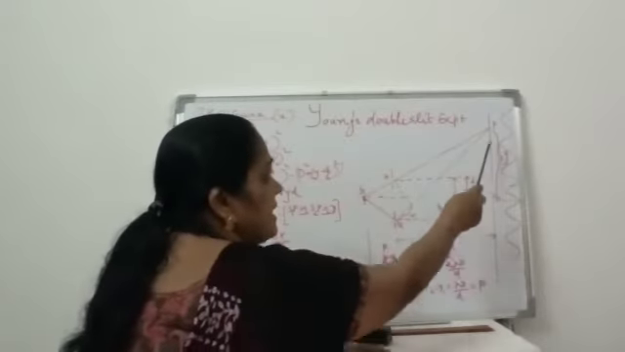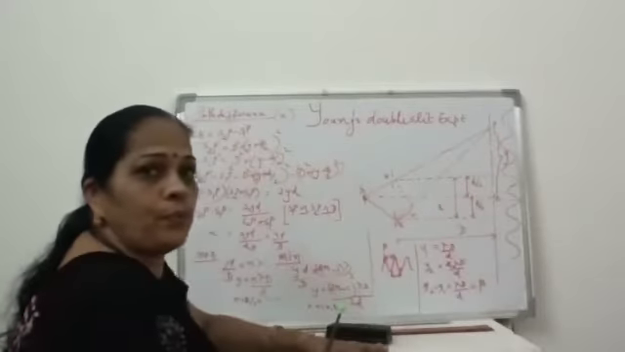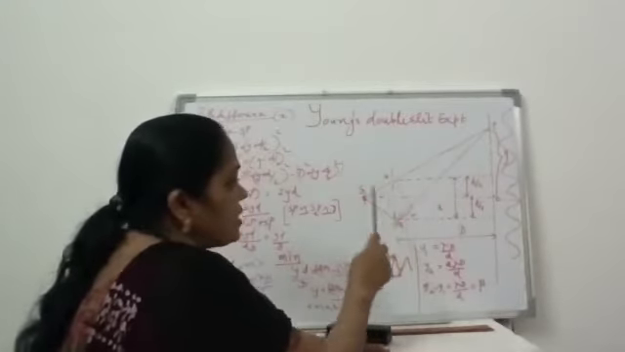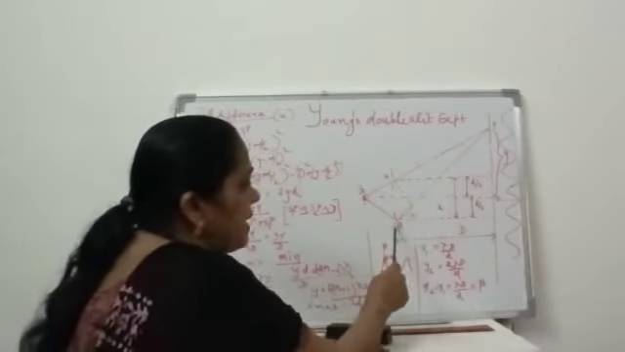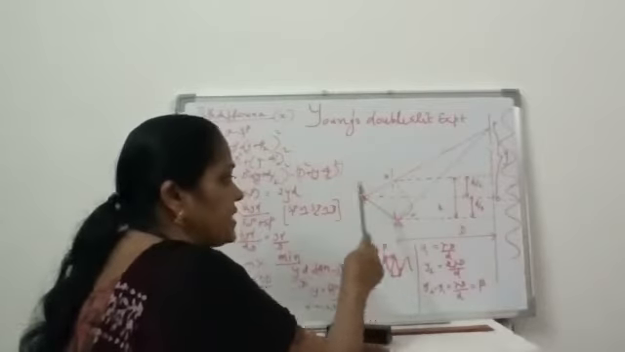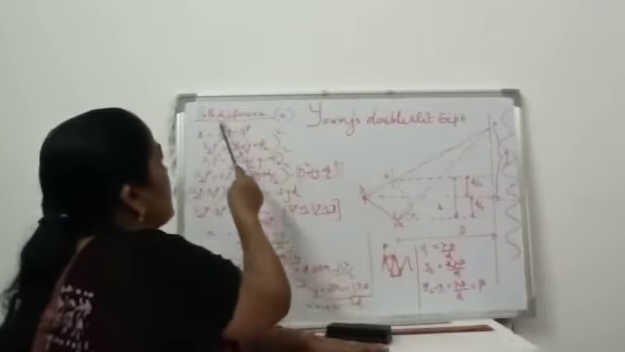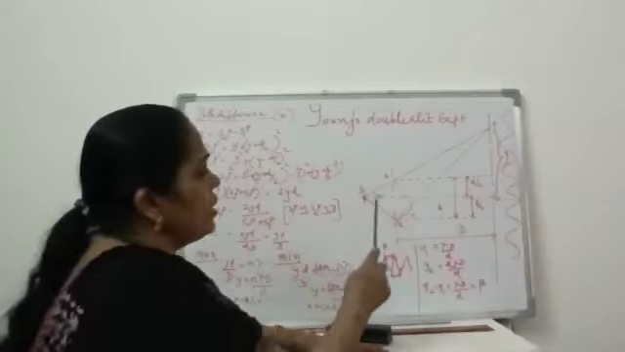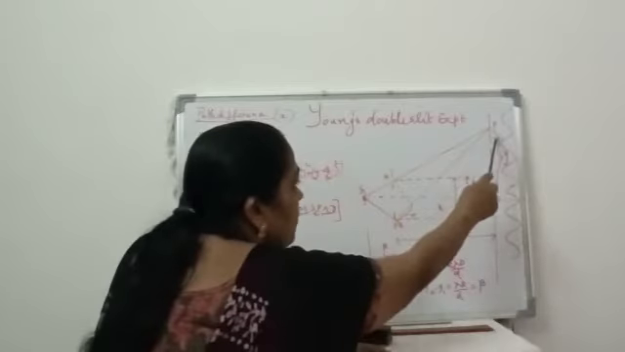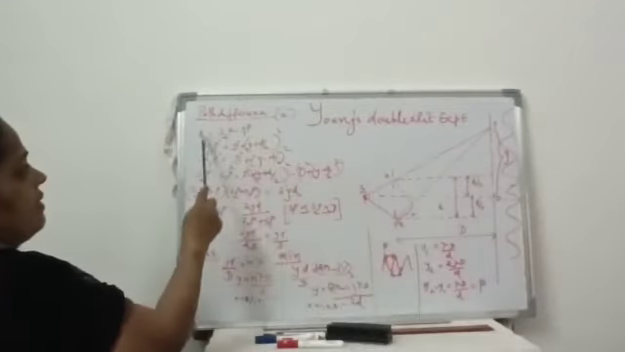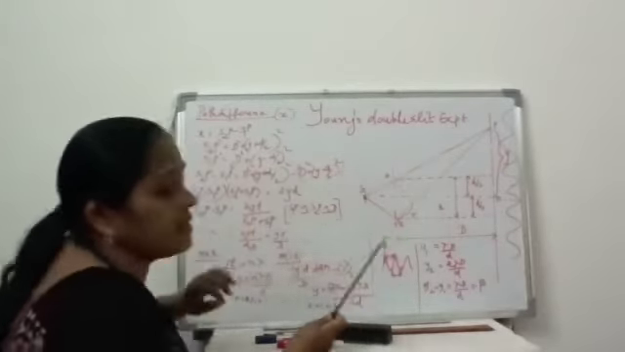Now, let us consider any other point P which is at a distance y from O. The wavelets from S1 and S2 do not travel the same path, which means there is a path difference between the wavelets coming from S1 and S2. That path difference is represented by x, and this is what we are going to calculate now. From this figure, what is x equal to? Can you write x as S2P minus S1P? See the figure, S2P minus S1P will be the path difference.